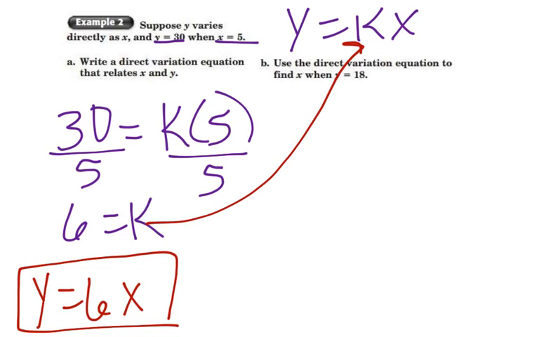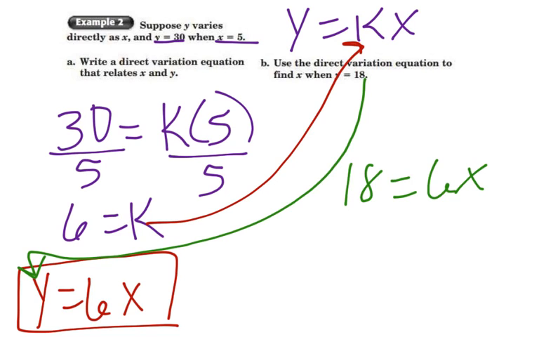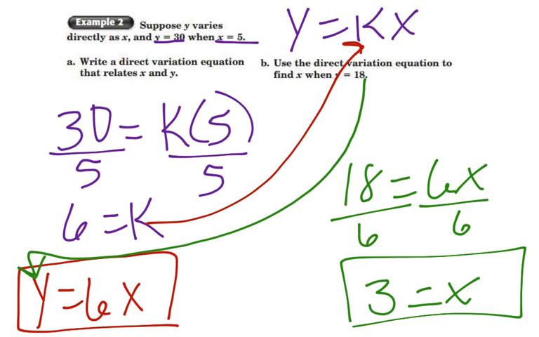Okay, that's for part A. Part B wants you to use that equation that you just found so that you can figure out what x is if y is 18. That means that you're going to take 18 and plug it into this new equation where you see y. So 18 is equal to 6x. We're going to solve by dividing by 6. 3 is equal to x. 2 parts, 2 answers.